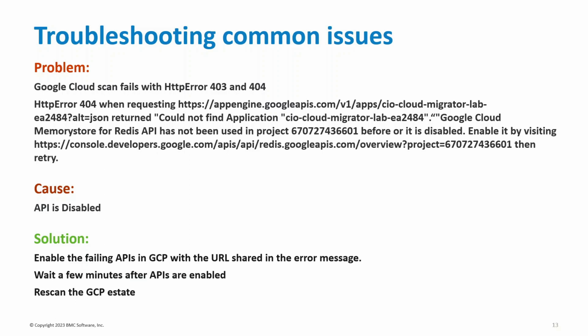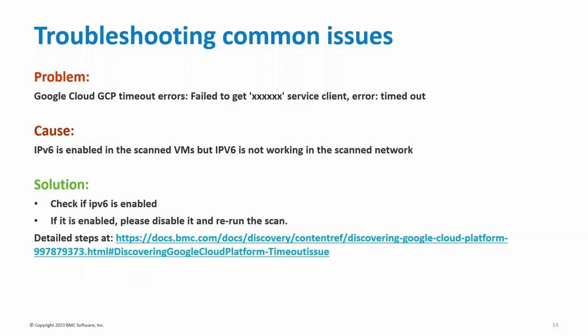So you need to enable the failing APIs in GCP with the URL that is already shared in the error message. Now, if you remember, in the cloud overview section we talked about having all the required API access enabled. So this is one of the basic prerequisites that has to be met. Once the prerequisite is met or the required API is enabled, rescan your GCP estate and the scan will succeed.